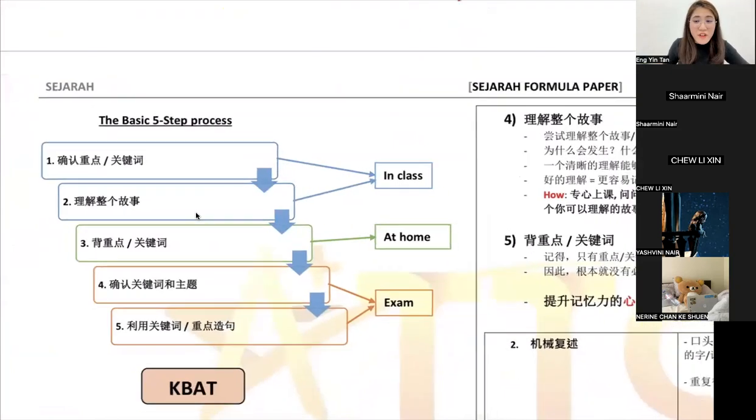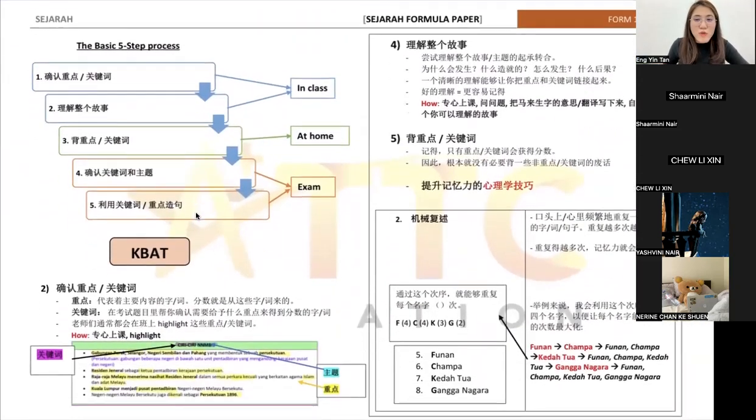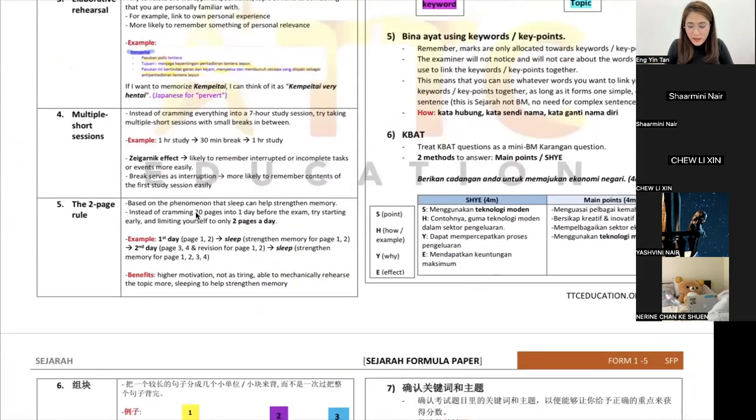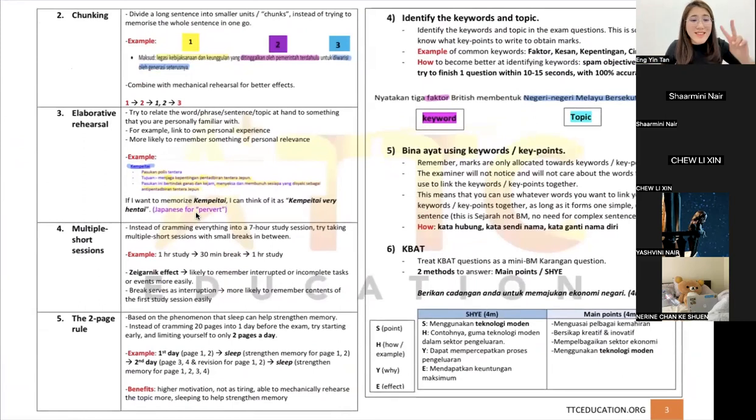Okay, this is the Mandarin version, just in case you don't understand the English words and you want the Mandarin version, here you go. I'm not going through this because we are an English class. So let's look at the second part. The first one is mechanical rehearsal, which means that you repeat.